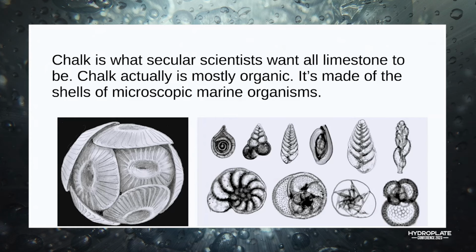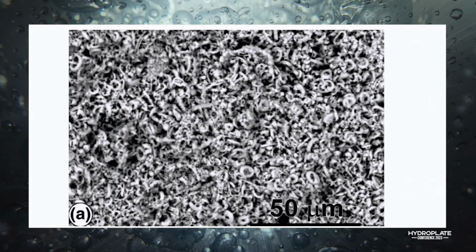So chalk is what secular scientists want all limestone to be: organic. Chalk is actually mostly organic. It's made of the shells of microscopic organisms. The one on the left is called the coccolithophore, and that tends to be predominant in the cliffs of Dover. There are also little critters called foraminiferans, and you'll find these shells as well. And here's an electron micrograph showing what chalk looks like at the microscopic level.